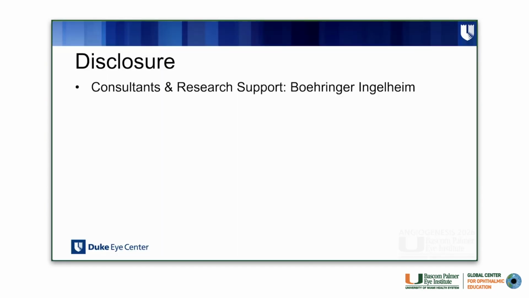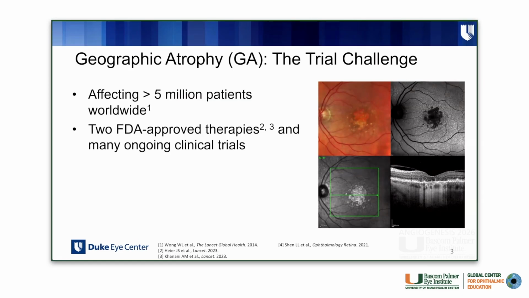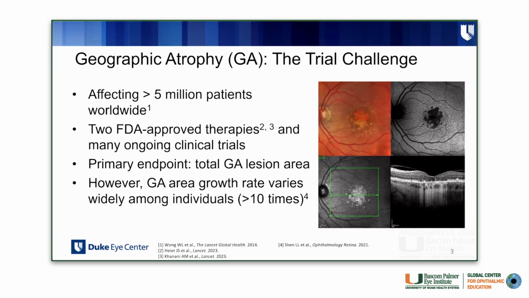Here's my financial disclosure. Geographic atrophy is a late stage of atrophic AMD, affecting over 5 million people worldwide. The FDA has approved 2 intravitreal complement inhibitors with many other trials ongoing. The current primary endpoint in most GA trials is the total GA lesion area. However, the growth rate of the GA area varies widely among individuals, sometimes over 10 times, so the current phase 3 GA trials typically require hundreds of patients followed over 2 years.